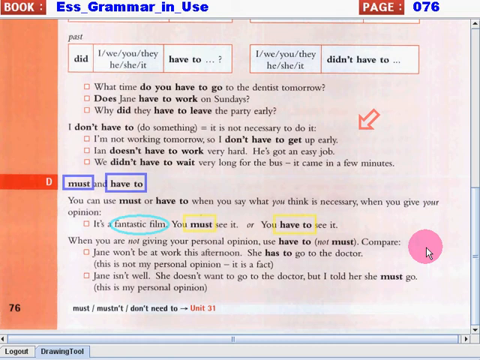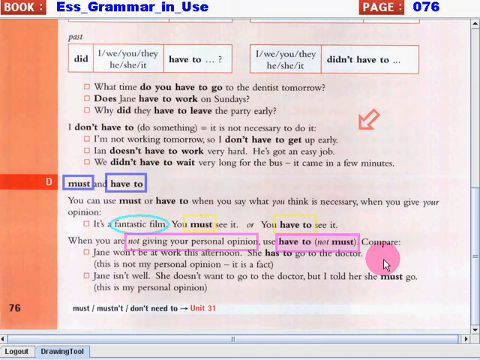Now, when you are not giving your personal opinion, use have to, not must. So remember, when we are not giving our personal opinion, just use have to, not must. Let's have some examples and compare.